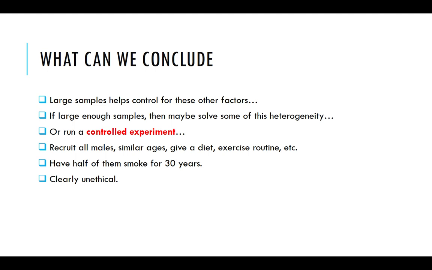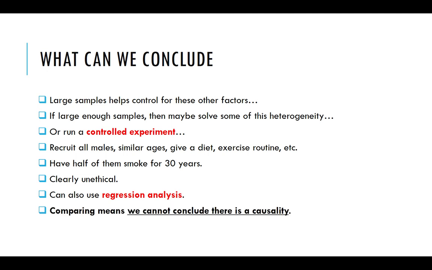Now, another option is that we could use regression analysis, and we will be learning regression analysis later in this class, and some of you may have done some already. Regression analysis is cool because we're going to control for all these other variables as much as we can to try to identify a causal relationship. But bottom line, when we're comparing means in our hypothesis tests, we can't conclude there's a causal story. But it is a nice thing to do because it might help confirm that there is something of interest. So when you're doing some kind of research, it might be a good place to start.